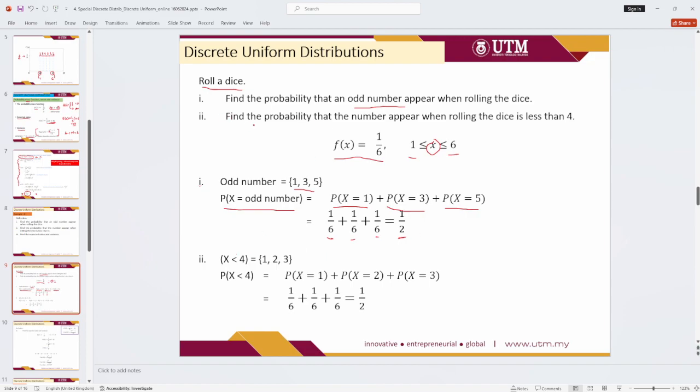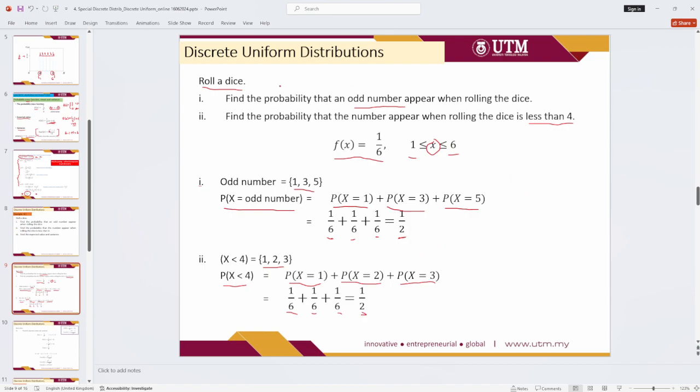For question number 2, find the probability that the number appearing when rolling the dice is less than 4. So we need to find the probability of x less than 4. What are the values on the dice that are less than 4? The values are 1, 2, and 3. The probability for x equal to 1 is 1/6, for x equal to 2 is 1/6, and for x equal to 3 is also 1/6. Again, we sum everything together, so it equals 1/2.